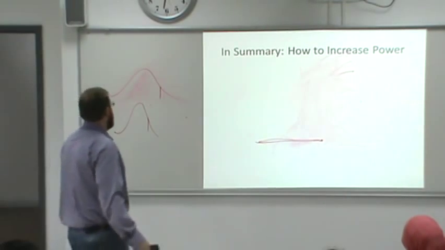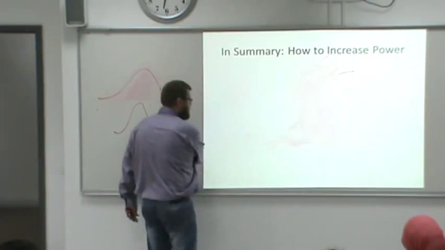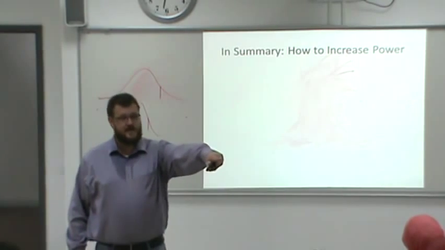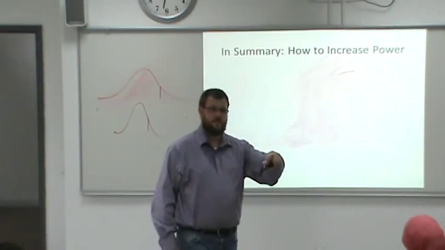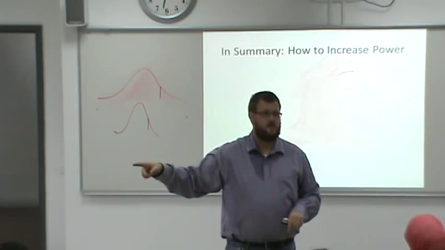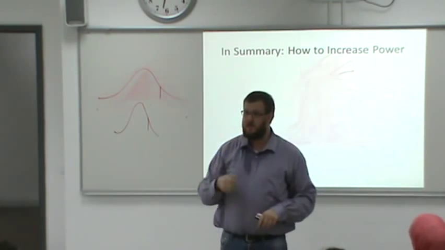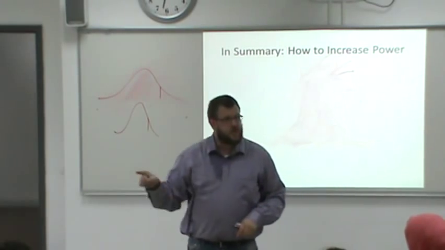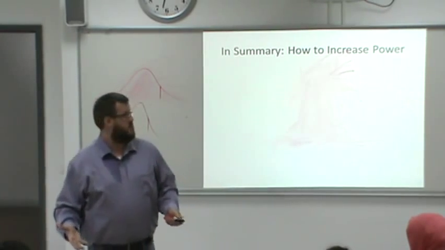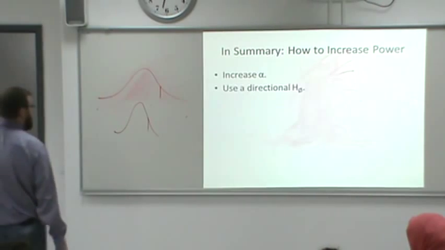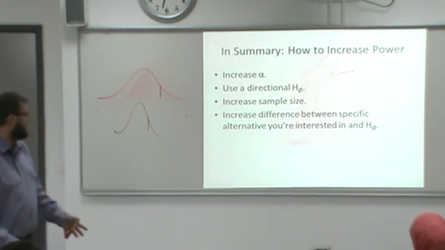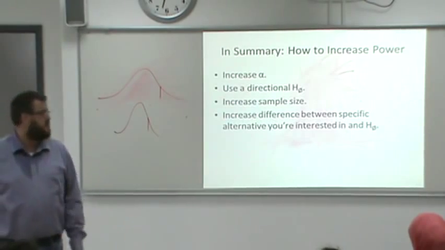So, in summary, how do you increase power? What are the things that you can do to increase power? Increase alpha. You can increase alpha. Good. Increase the sample size. Good. Increase the effect size. Good. Use a directional as opposed to a non-directional hypothesis. Right? Awesome. That's it. Those are the four ways that you can increase power. Increase alpha, use a directional hypothesis, increase sample size, increase the difference between the specific alternative you're interested in and the null hypothesis, which is basically increasing the effect size.